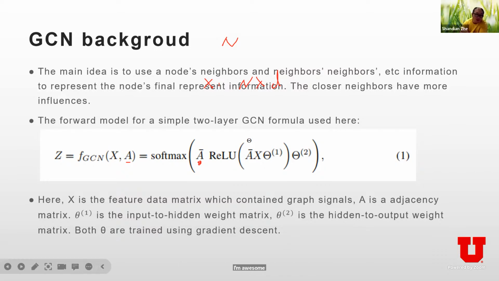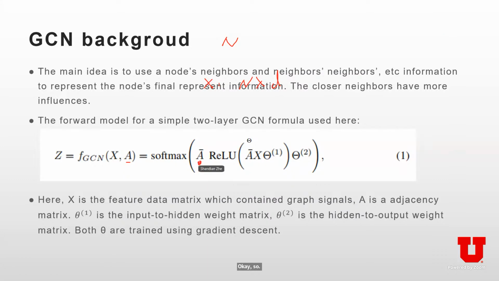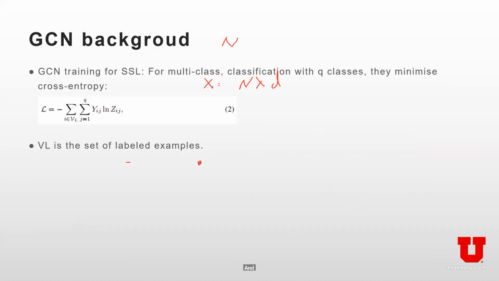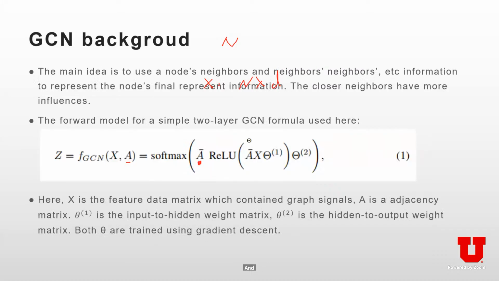Right now, Keyan is talking about graph convolution, GCN. I got confused, sorry. Okay, so what is the graph Laplacian? I will talk about it later.